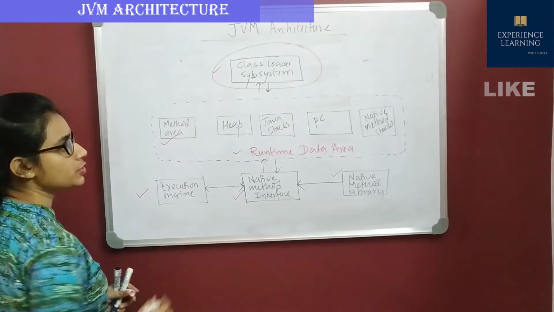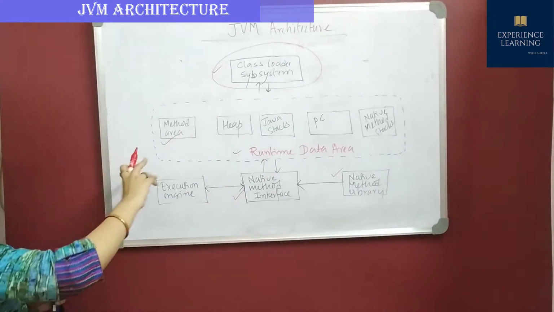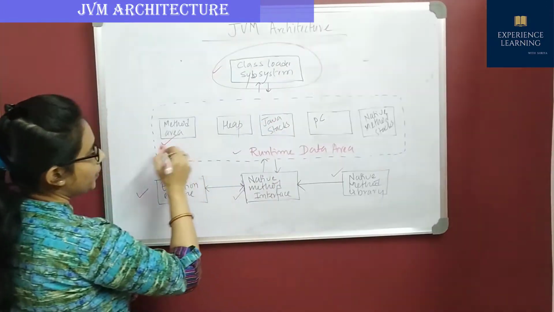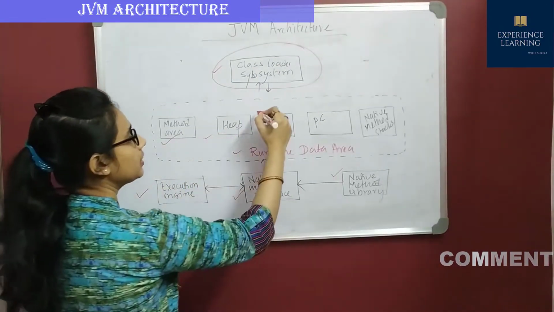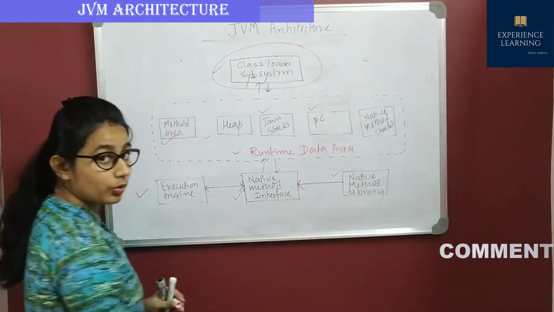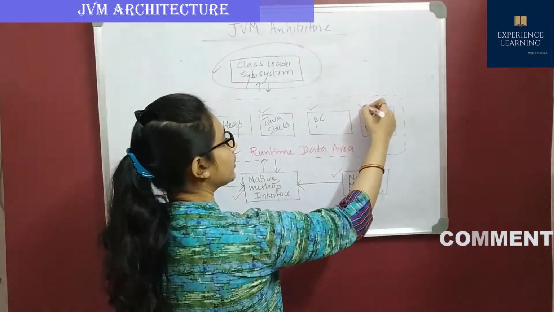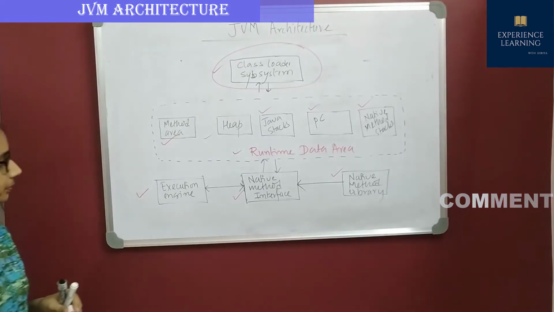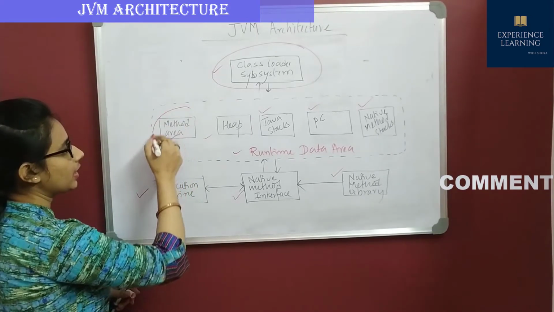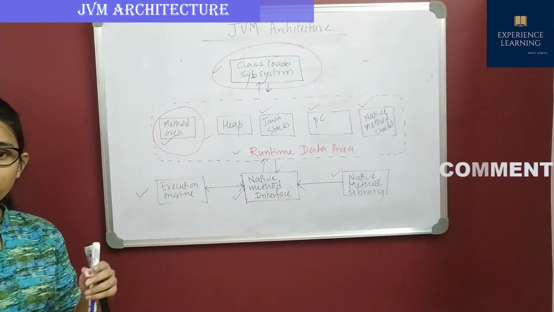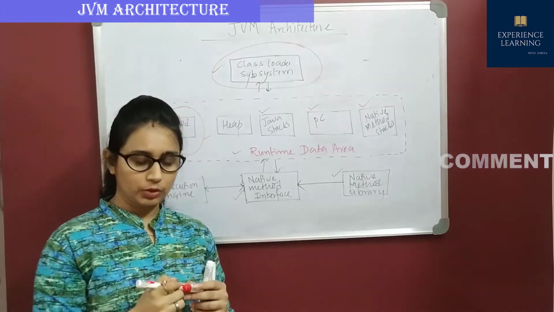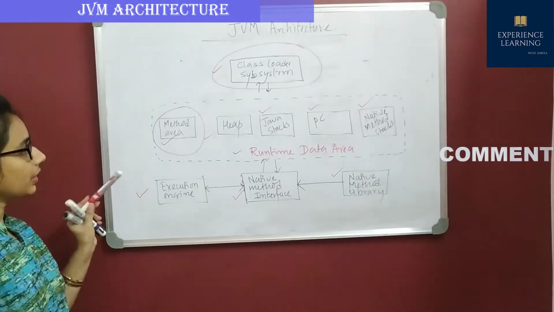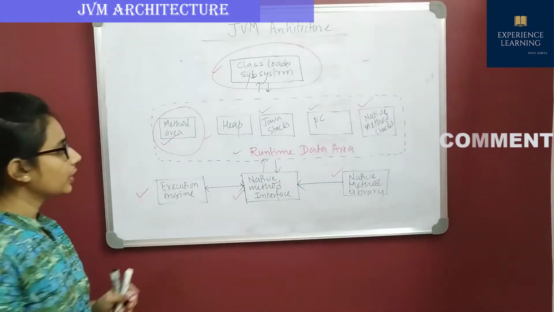What are the data needed at runtime? First one, method area. The runtime data area is divided into 5 parts: method area, heap area, Java stack, program counter register, and native method stack. What is the method area? The method area is where the class code and the methods are loaded.